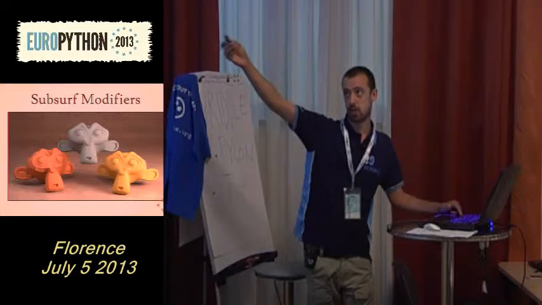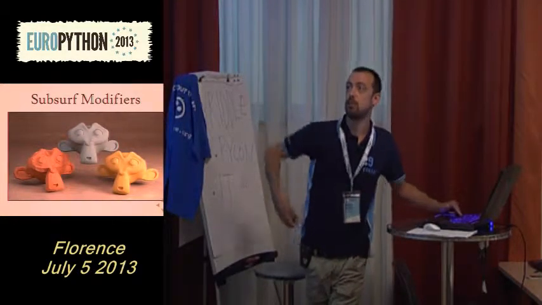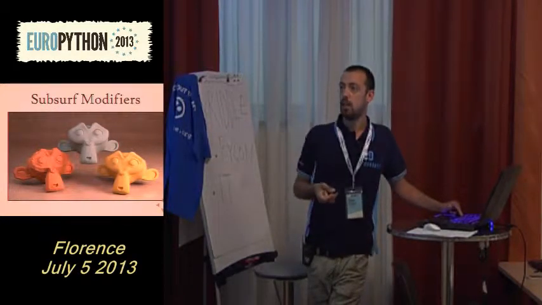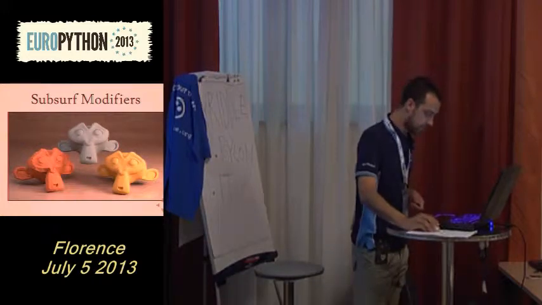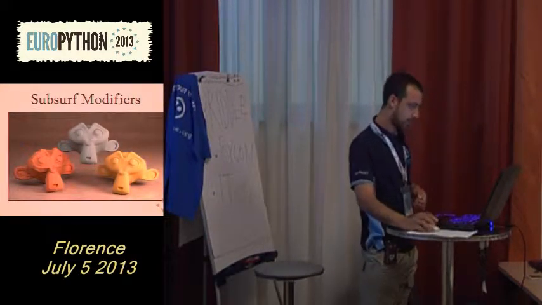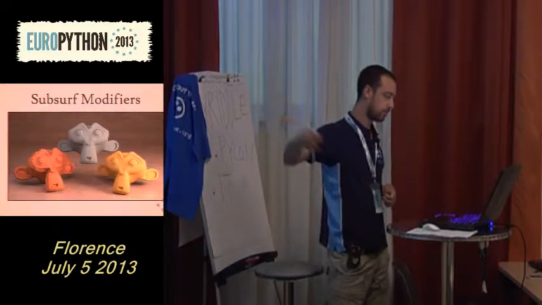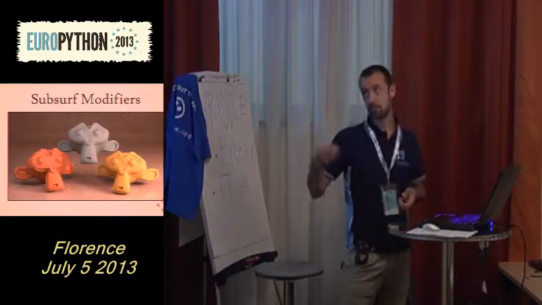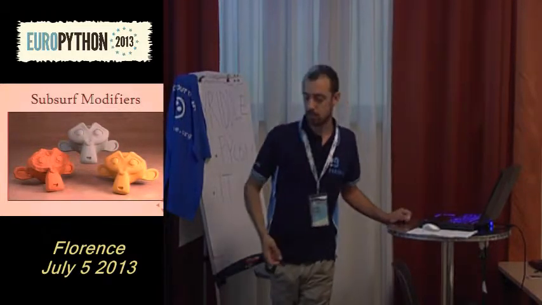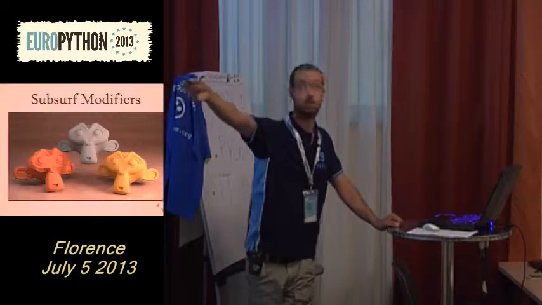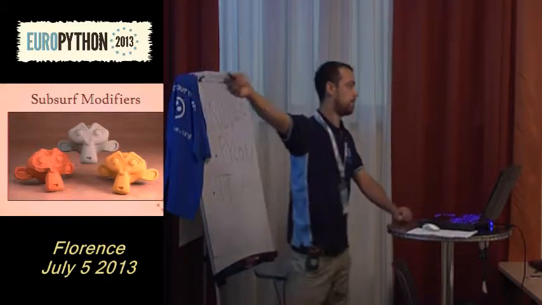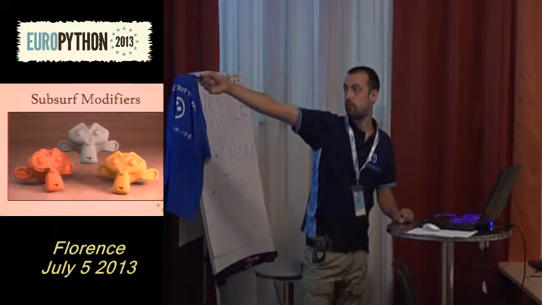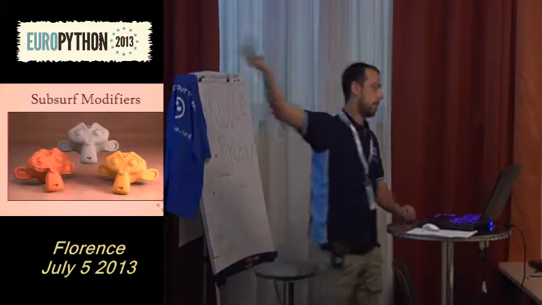It doesn't modify the real geometry. So this is an example, the subsurface modifier. And this one, for example, subdivides the faces of your mesh to give the mesh a smoother appearance. And on the left side, we have Suzanne with no subsurface applied, subsurface level 1 and subsurface level 3. And you can see this is really, really nice.